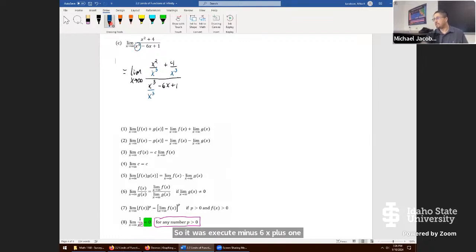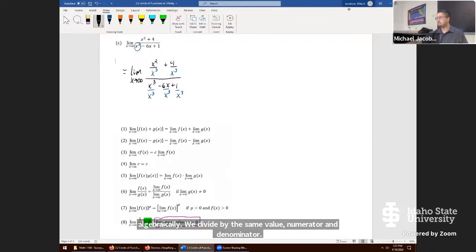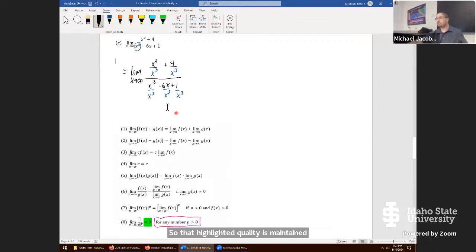But if we divide by x cubed here, here, and here, we'll be able to compute the limit, but more importantly, we've maintained equality because we didn't change anything algebraically. We divide by the same value, numerator and denominator. So that highlighted equality is maintained. After we get to this stage, we just need to simplify all these powers that we see here. So this is the exponent law portion of the problem.